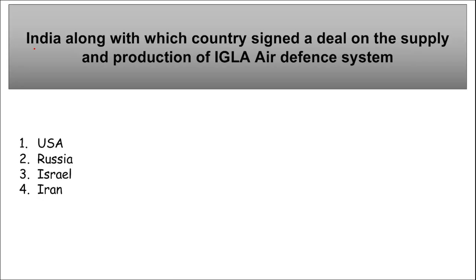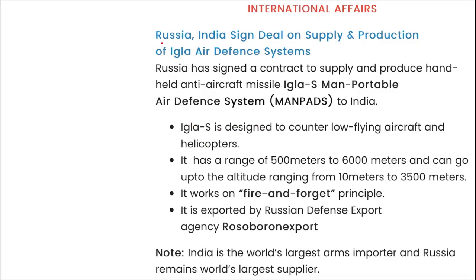Moving on. Next is, India, along with which country, recently signed a deal on the supply and production of IGLA air defense system? Correct? So I repeat, which is the country along with India that has recently signed a deal for the production and supply of IGLA air defense system? So which is it? It is Russia. Correct? Here you can see Russia and India signed this deal for supply and production of IGLA air defense system.